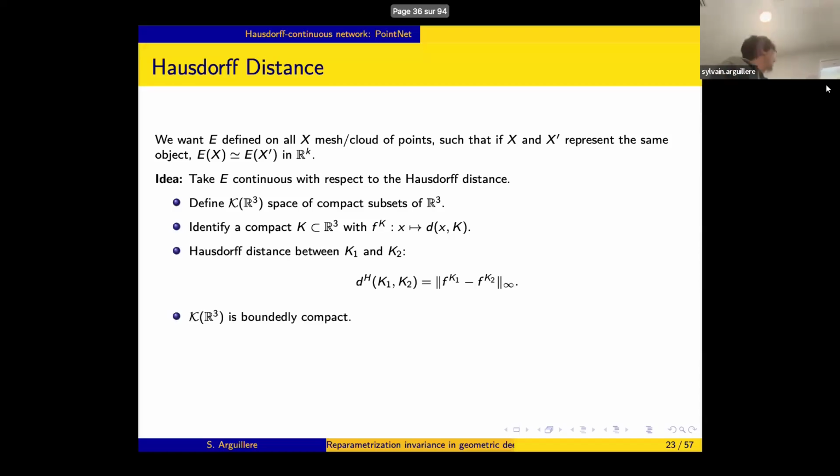And then what you can see is that if you have two compact subsets, the difference between the two corresponding distance functions is bounded. And then you can just take the infinity norm between them. But basically in practice, it's just like a distance between clouds of points. Yeah, no, but I removed the actual definition because I wanted to go faster, but maybe as a result, it's less intuitive.